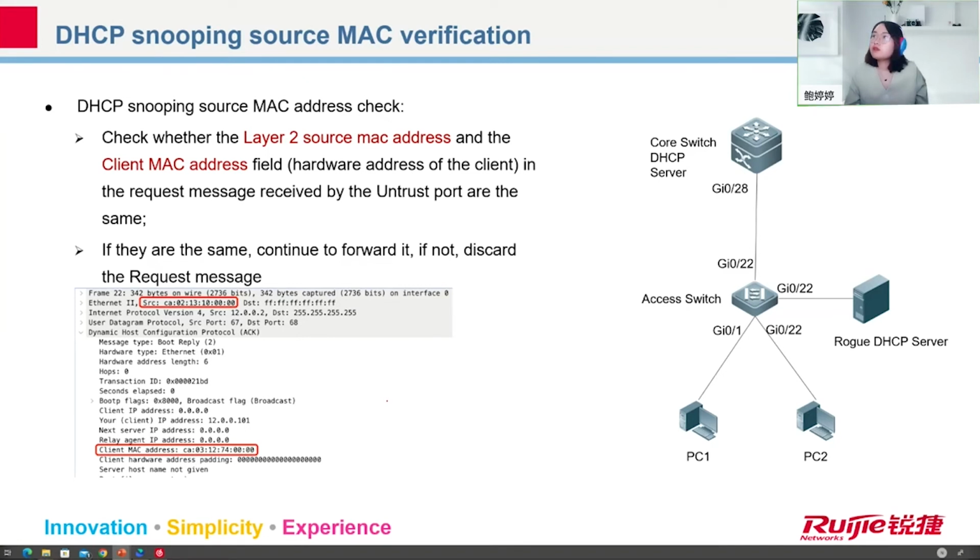The request message is sent from the client, right? Yes, it should be the client. If the source MAC address and the client MAC address are the same, then I will continue to forward the request message. Otherwise, this message will be directly discarded. Yes, Wireshark is very useful because you can see every bit here and you can see the meaning. You can understand the principle better. When you do the practice, you can use Wireshark to capture every packet and analyze it.